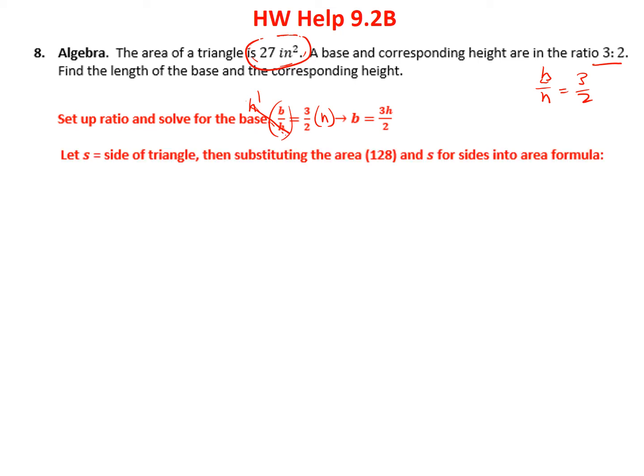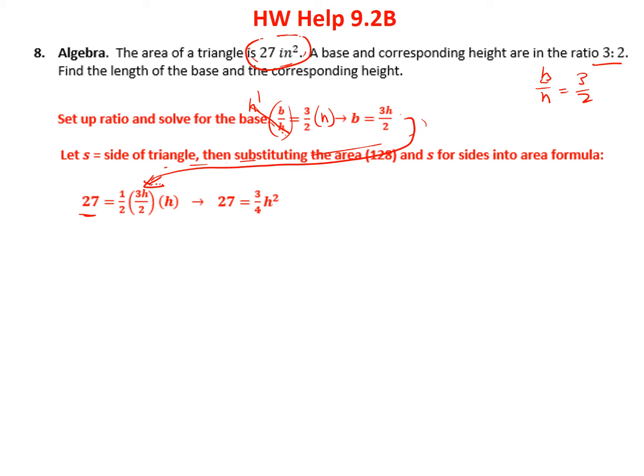Now we remember that the area for our triangle is 1/2 the base times the height. So I put in the height, and then I put in this for my base. And now we're going to solve. Notice here's the area. The area is 27 equals 1/2 the base, which is 3h over 2, times the height. So let's simplify. So we get 27 equals 3/4 h squared.